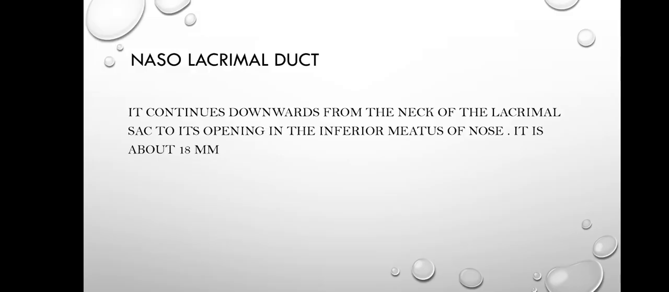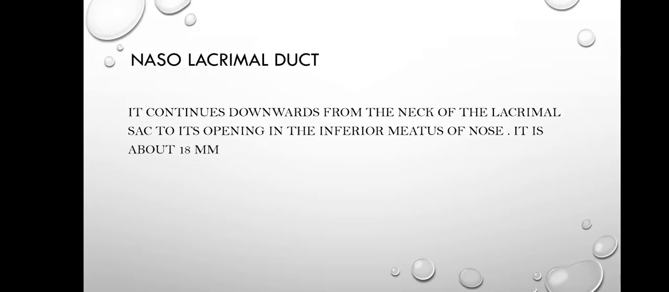The pathway of tears, that is the lacrimal glands. From the lacrimal glands it produces lacrimation, that is tears, which continue to the lacrimal duct through the superior and inferior conjunctival fornix. It reaches the lacrimal punctum, lacrimal canaliculi, lacrimal sac, nasolacrimal duct, and finally the inferior meatus of the nose.